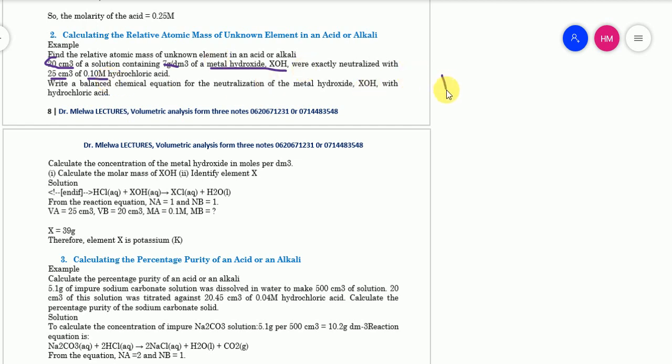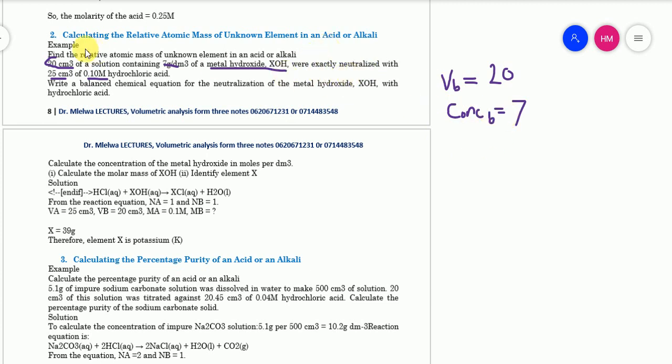Let me just write my data here. We are given the volume of base. Volume of base is equal to 20 cm³, so it is 20. Then we are given 7 g per dm³ of metal hydroxide, which means this is the concentration of base. A hydroxide compound is a base. So the concentration of base will be equal to 7. I don't write the unit here because we know the units of these measurements.